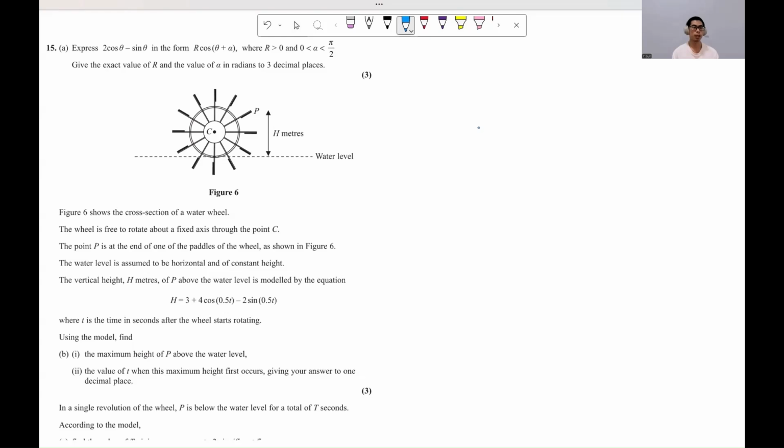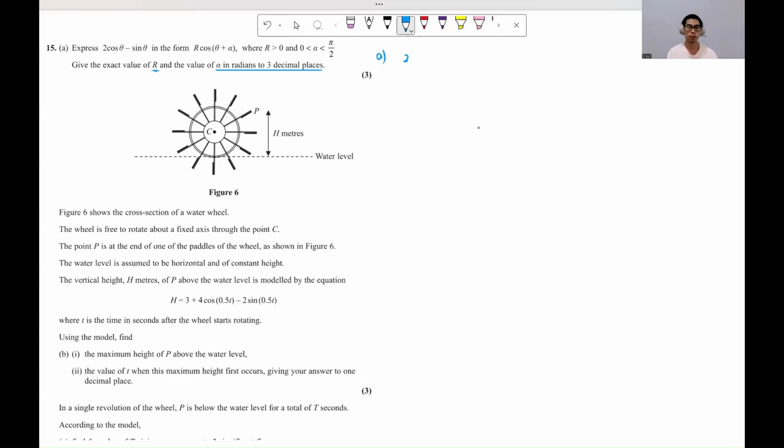Question 15. Part A, express 2 cos theta minus sin theta in the form of r cos(theta plus alpha), where r is more than 0 and alpha is between 0 and pi over 2. And then give the exact value of r and the value of alpha in radians to 3 decimal places. Okay, so just change that into the harmonic form.